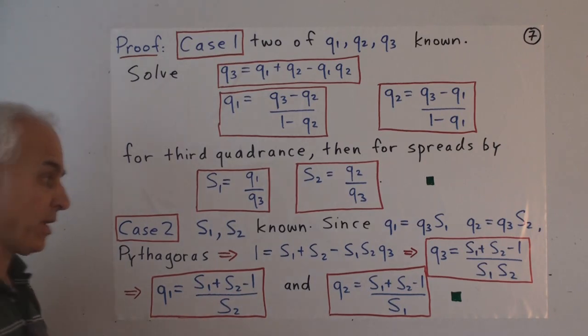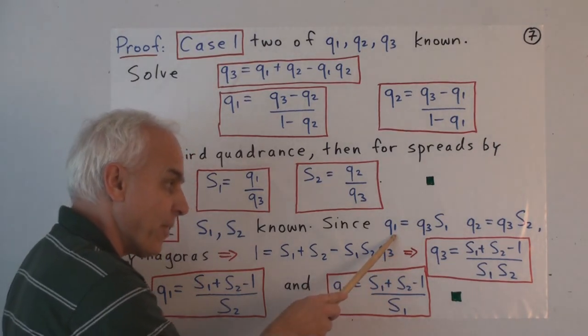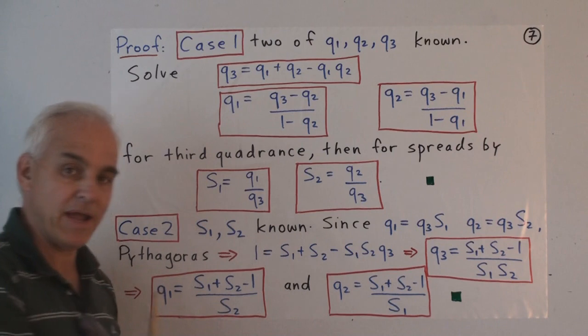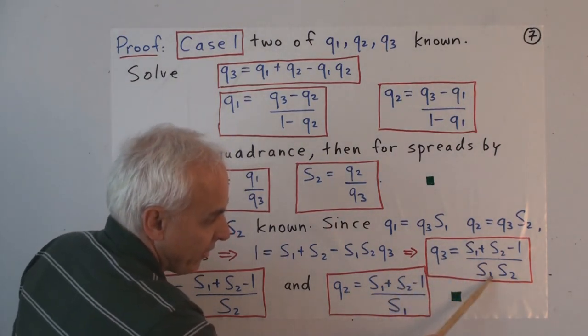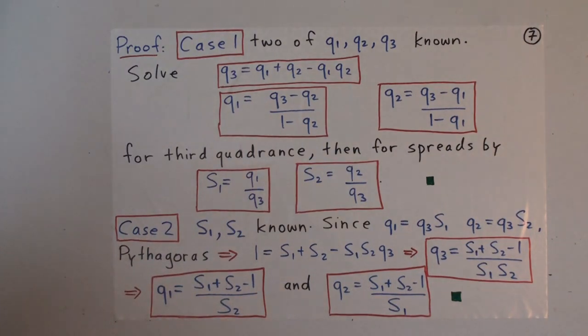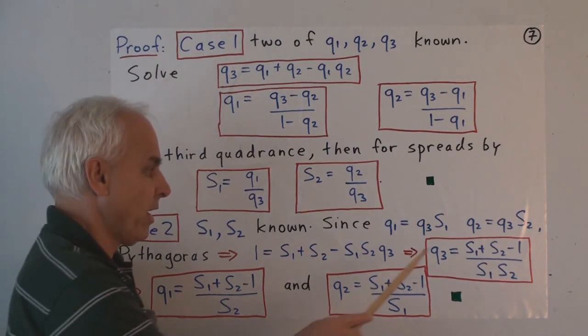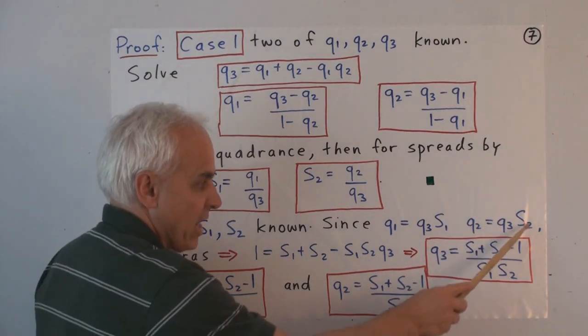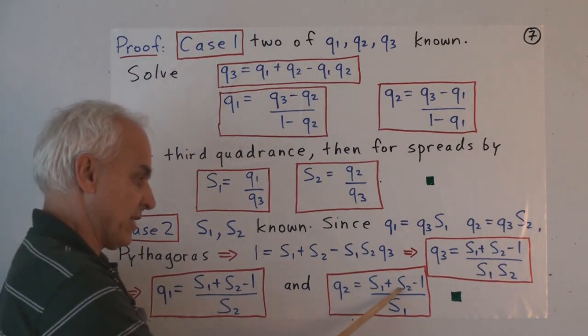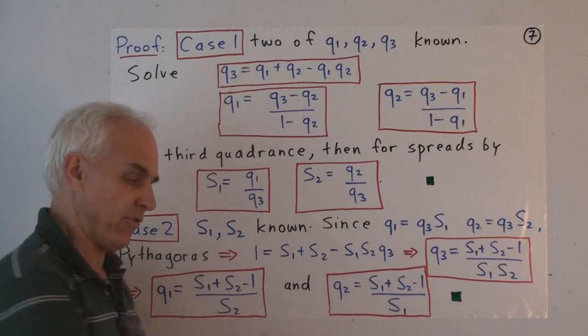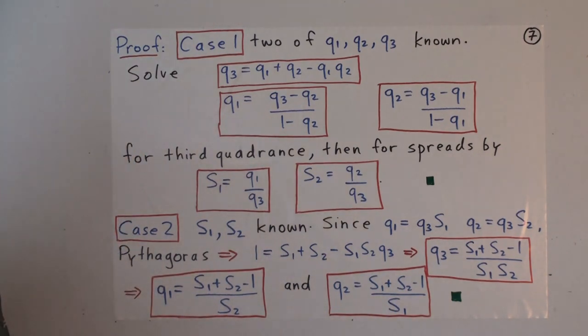And once we have Q3, then we can find Q1 by just multiplying it by S1. So if we multiply this by S1, the S1 in the denominator just disappears, and we have S1 plus S2 minus 1 divided by S2. And if we want to find Q2, then we multiply this by S2. Now the S2 in the denominator disappears. We get S1 plus S2 minus 1 divided by S1. That's case 2 finished.